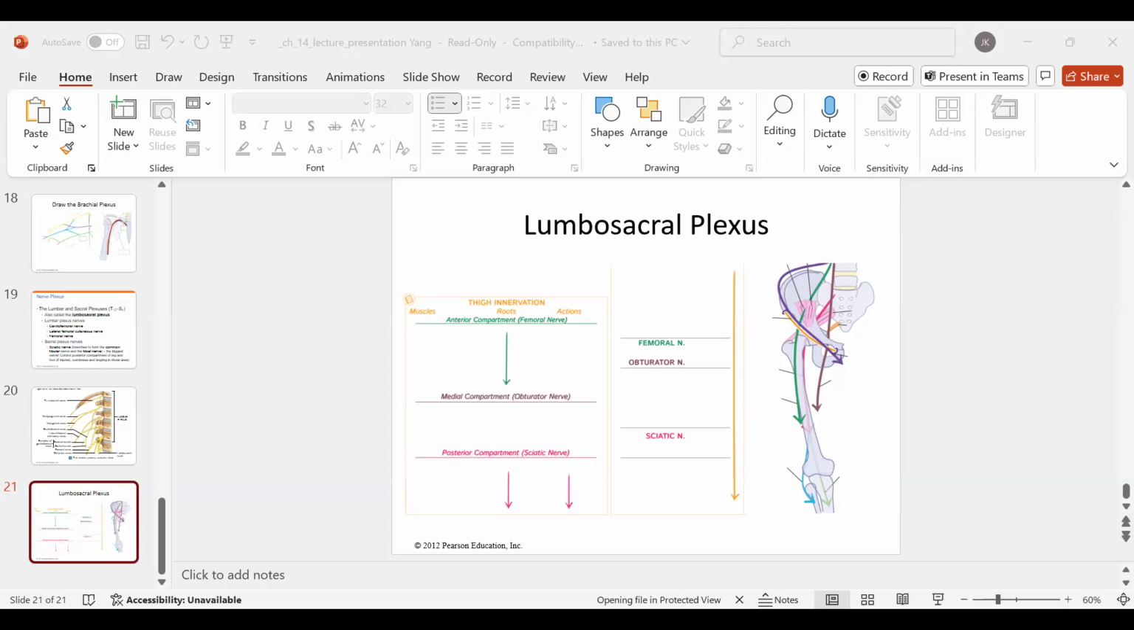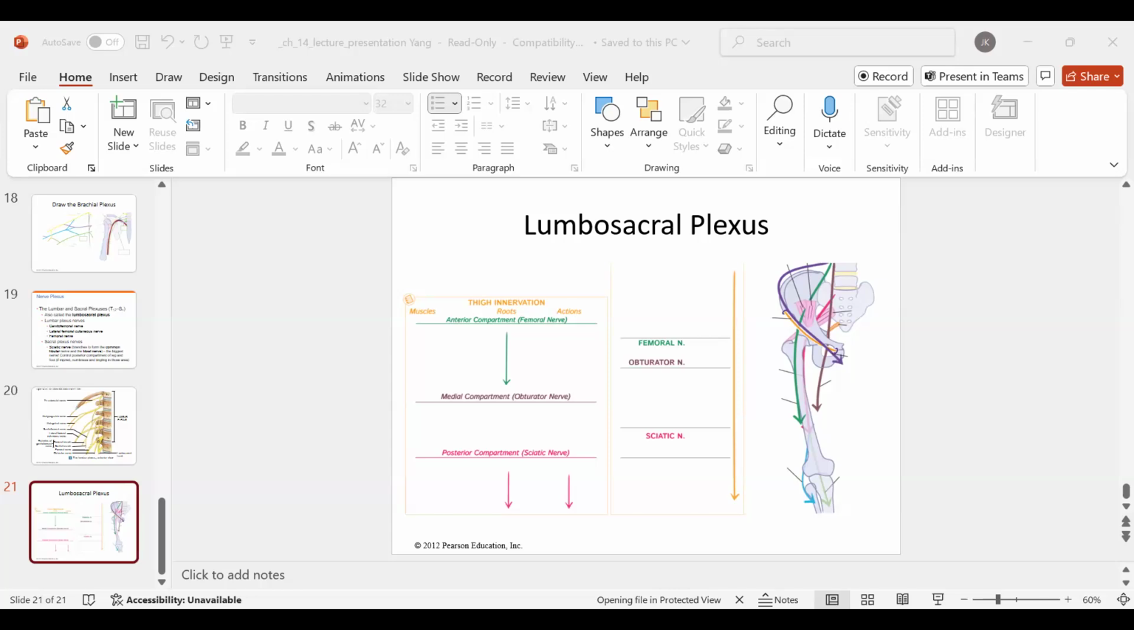Indicate that the sciatic innervates the hamstrings, which provide hip extension. Then that the femoral nerve innervates iliopsoas, which provides hip flexion. It's key to climbing upstairs or rising from a low chair.